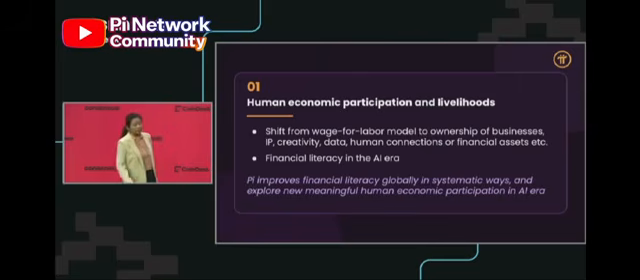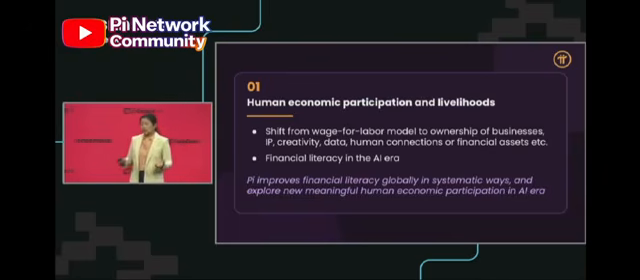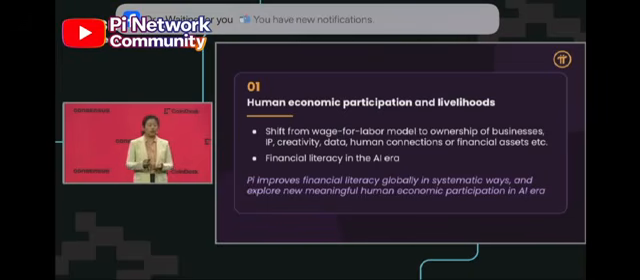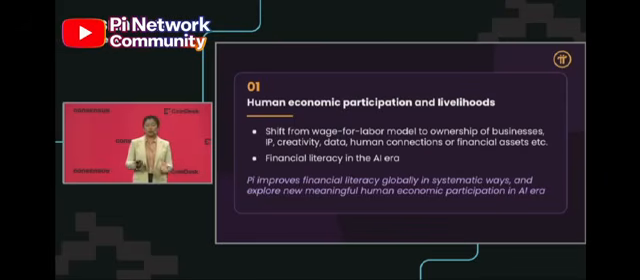First, human economic participation and livelihoods. When AI advances, every one of us cannot help but wonder, will AI replace me? Will AI steal my jobs? So we think the future will actually shift from a wage-for-labor model for most people to ownership-based, ownership of not just capital, but ownership of businesses, IP, creativity, data, human connection, or financial assets.